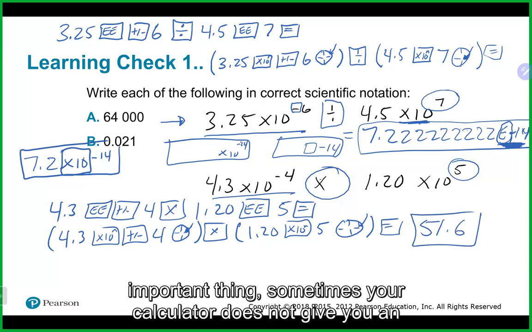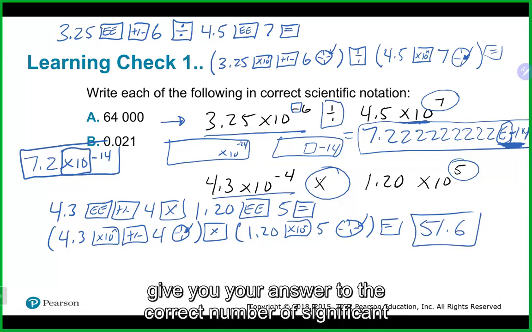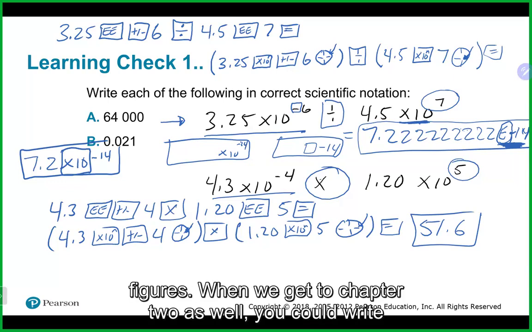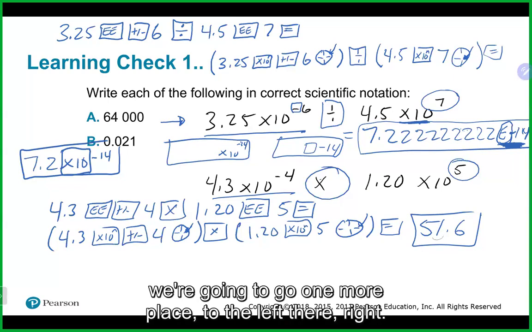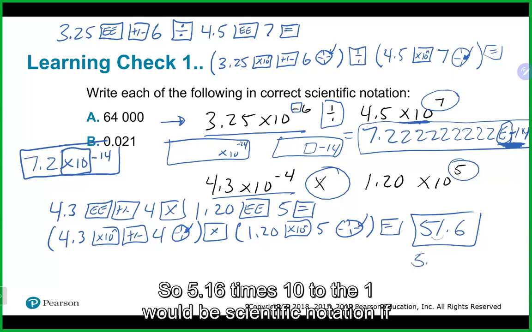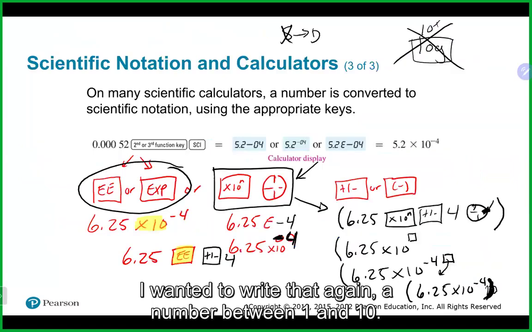Also, a really important thing, sometimes your calculator does not give you an answer in scientific notation. By the way, it will also not give you your answer to the correct number of significant figures when we get to chapter 2 as well. You could write scientific notation. If I want scientific notation on this, we're going to go one more place to the left there, right? So 5.16 times 10 to the 1 would be scientific notation if I wanted to write that. Again, a number between 1 and 10.